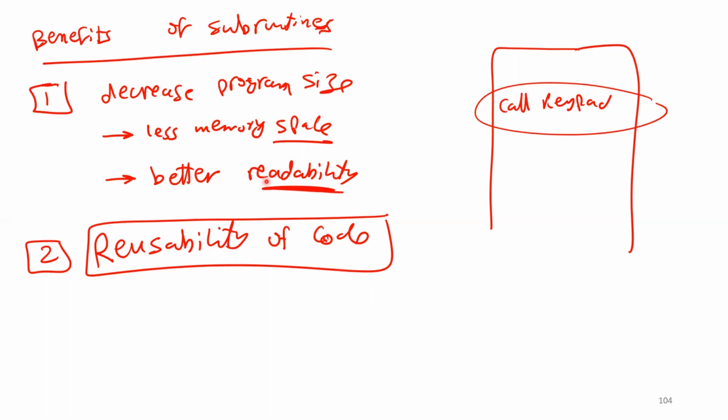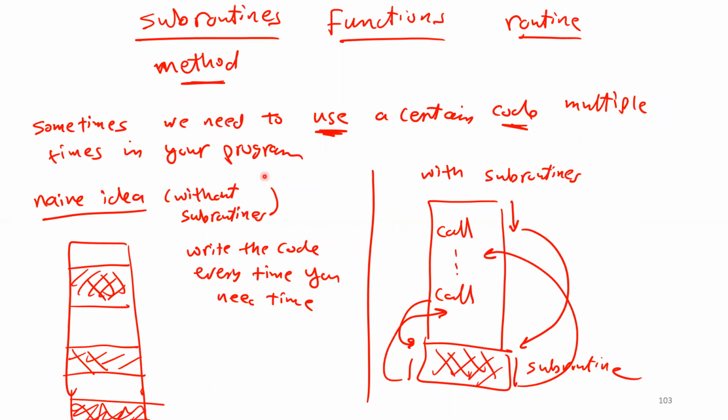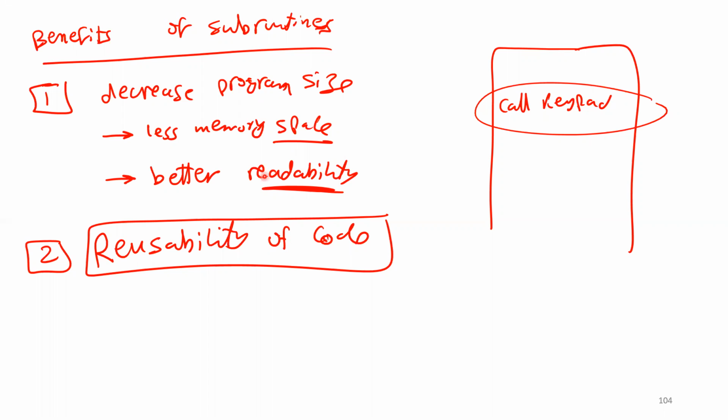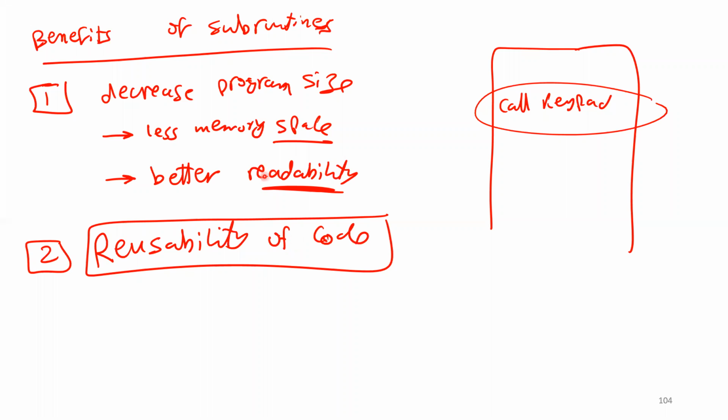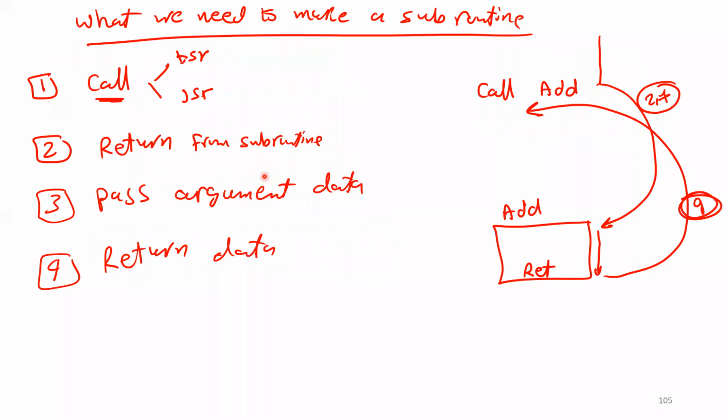Is that okay, guys? Anyway, this is very basic. I should not spend too much time here. So anyway, subroutines are very useful. So I'm going to explain now how we can use subroutines in assembly. Any questions so far?